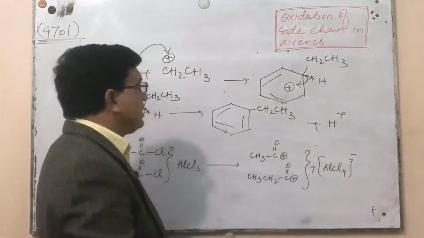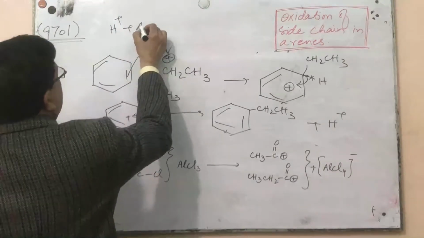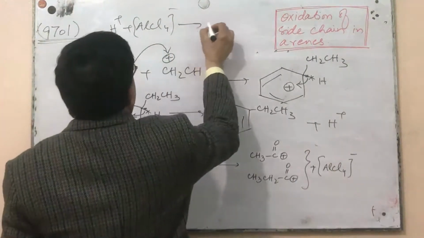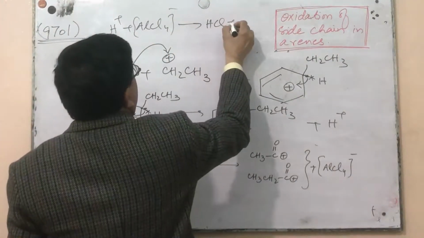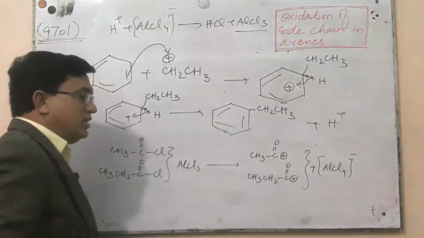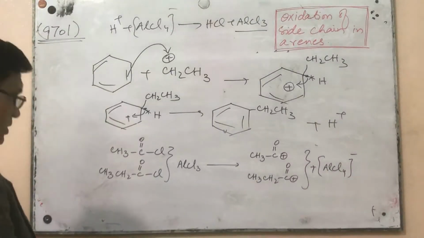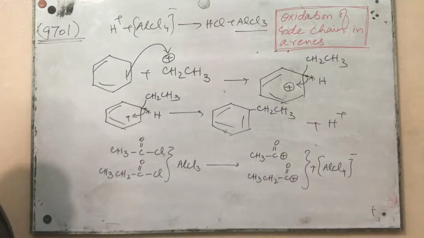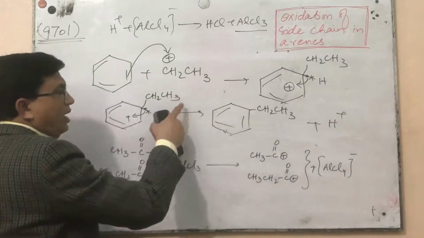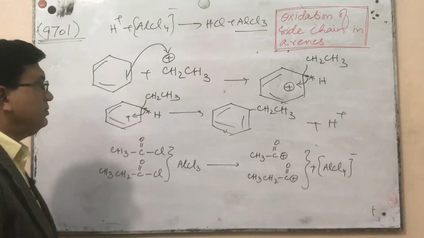As a result, this H positive finally will react with AlCl4 negative, producing HCl and AlCl3 once again. This AlCl3 is regenerated, which proves that it is acting as a catalyst. In the similar manner, this is the substitution of an alkyl group into benzene. That's why this is called alkylation.